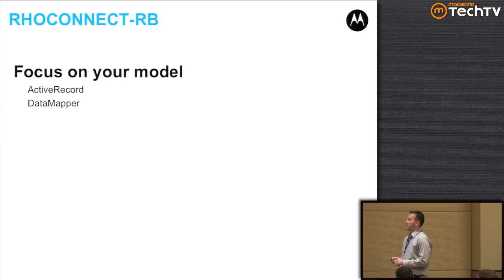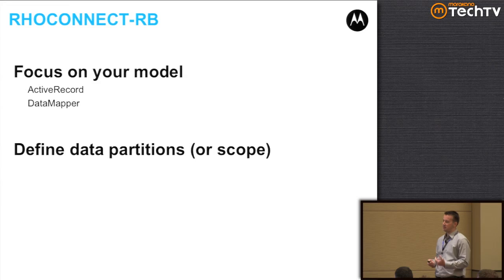So what is rhoconnect-rb? This is the Ruby server plugin for RhoConnect. Again, you're focusing on your model, whether it's Active Record or DataMapper. All of the logic around how data gets synchronized, what data gets synchronized, that's all going in your model. And RhoConnect has this concept of partitions. I'm not sure if Adam mentioned it yesterday. The way that we tell that this particular data set is associated with this user is by a partition, or in the Rails world they call it a scope. And this is basically just a way to key the data for this user.